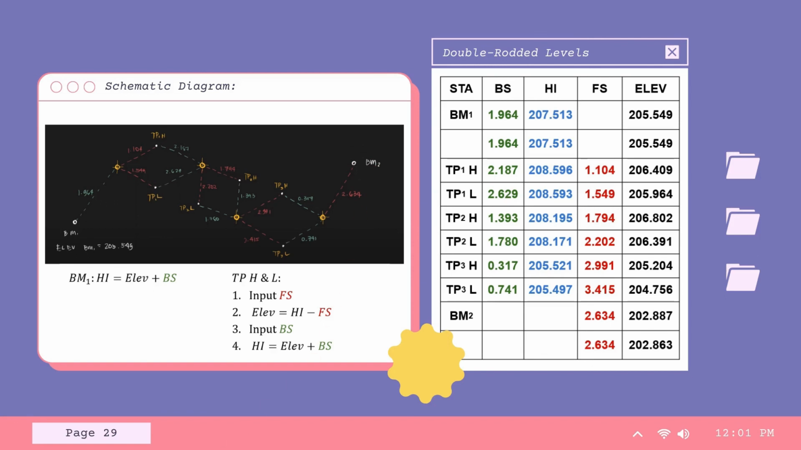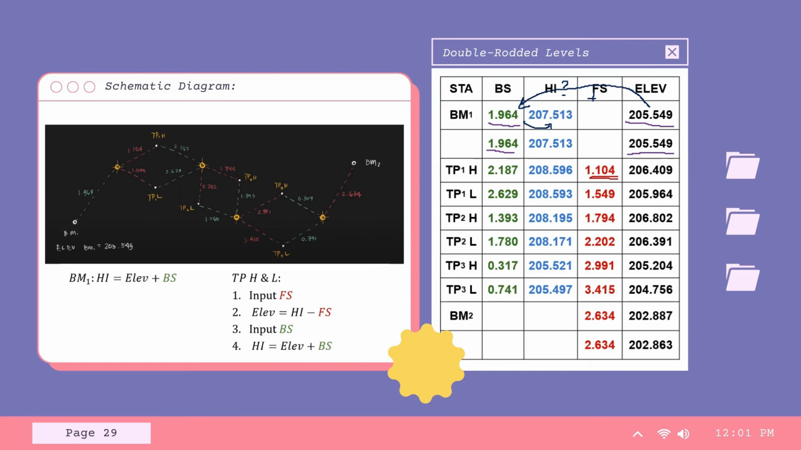To solve for the unknown BM2 elevation, we have to compute for the double-rodded levels. As you can see in the table, there are two duplicated values for BM1, and it's just duplicated for consistency with the rest of the values in the table. To solve for the missing height or the HI of BM1, we simply add the elevation and the backsights.